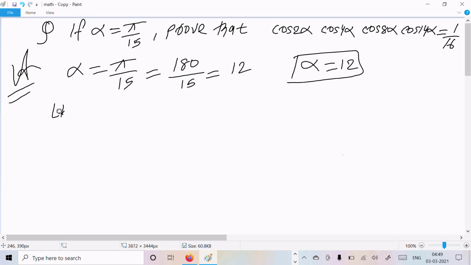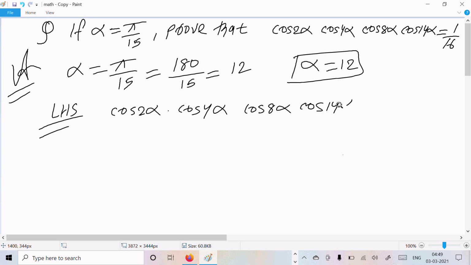Now take the LHS, left hand side. So this is cos 2α, cos 4α, cos 8α, cos 14α. Now here we have 2α, 4α, 8α, 14α, so we can easily solve this. If I multiply by 2 sin 2α in the numerator and denominator, there is one more thing.